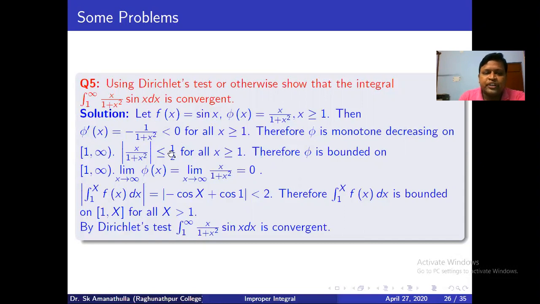Again, to prove that the integral from 1 to x of f(x) dx is bounded, we have to find this modulus. It is less than or equal to 2. So this integral is bounded on 1 to x for all x greater than 1. Therefore, all the conditions of Dirichlet's test are satisfied. So the integral from 1 to infinity of phi(x) f(x) dx, that is x by 1 plus x square into sin x dx, is convergent.